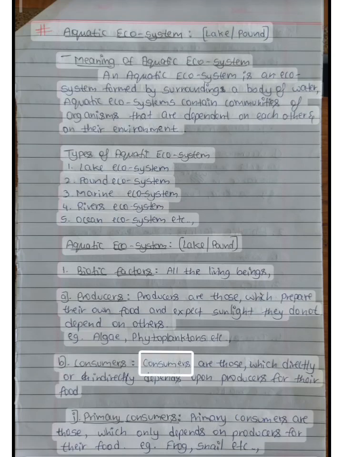B. Consumers. Consumers are those which directly or indirectly depend upon producers for their food. 1. Primary consumers. Primary consumers are those which only depend on producers for their food, e.g., frog, snail, etc.